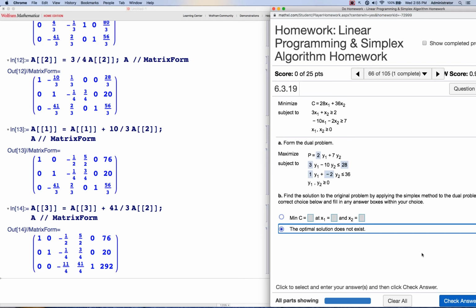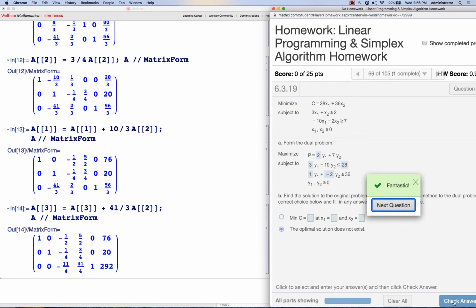And the reason it does not exist, well, hold on, let me make sure I have the right answer. What does Pearson say? Okay, so let me explain this a little more carefully. Remember, you're supposed to pivot in a column that has a negative number in the bottom row. But all these numbers are negative. There's nowhere to pivot, which means there is no optimal solution. There is no minimum solution. Okay? So yeah, that's the right answer.